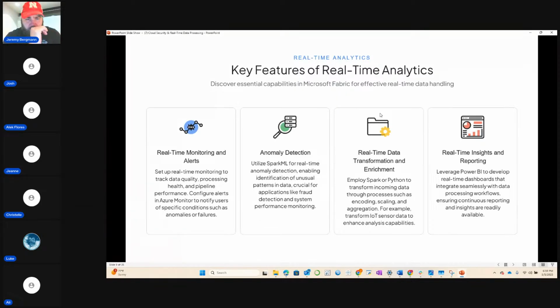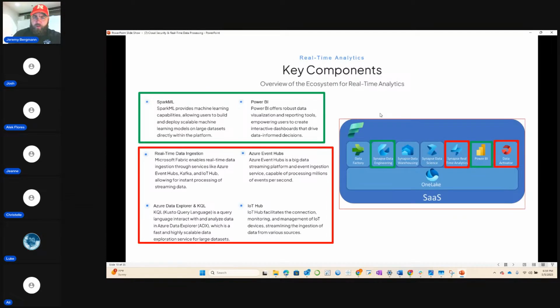So all these platforms will have something similar, but that's the key features of it. This one's just Microsoft Fabric, but all of them will be fairly similar. Okay, so key components within the Azure ecosystem. And this is specific to Fabric, but we saw the similarities between Fabric and what we've been learning in this class. So I put two of these in green and red.